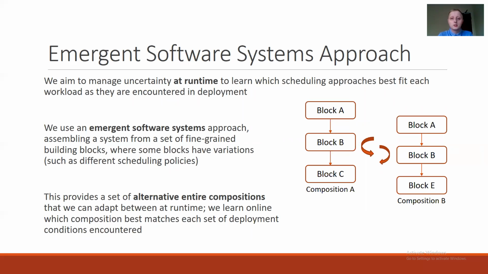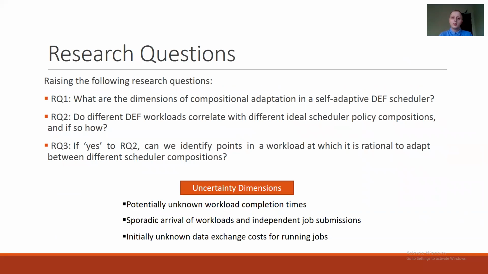We use an emergent systems approach, assembling a system from a set of fine-grained building blocks, where some blocks have variation in their behavior, such as different scheduling policies. This provides a set of alternate compositions that we can adapt between at runtime, while learning online which composition best matches each set of deployment conditions encountered. So we could form composition A initially, and switch to composition B should deployment conditions change and composition A be a poor choice. This raises the following research questions.